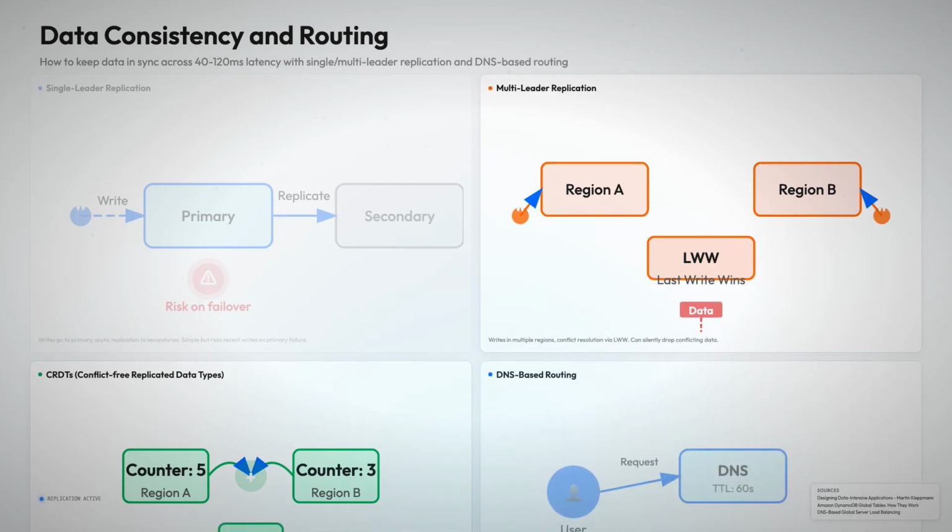On routing, DNS-based systems with health checks every 10 to 30 seconds direct users to the nearest healthy region. Set DNS TTLs to 60 seconds for faster failover, though some clients may cache longer.